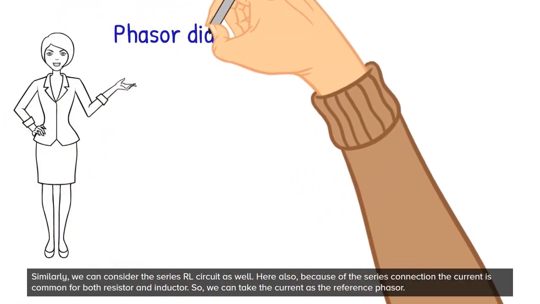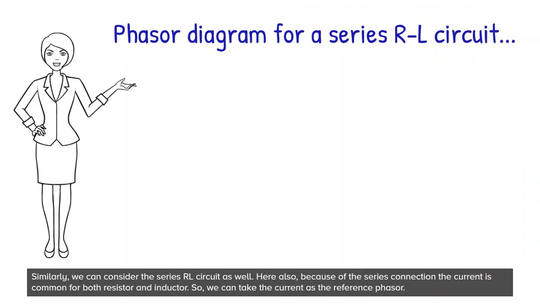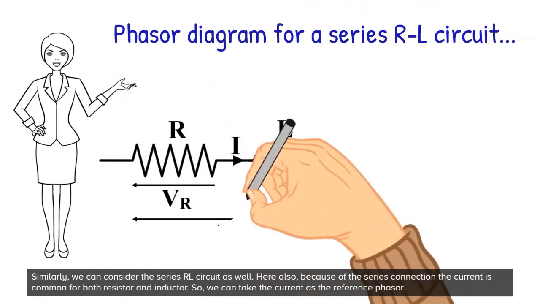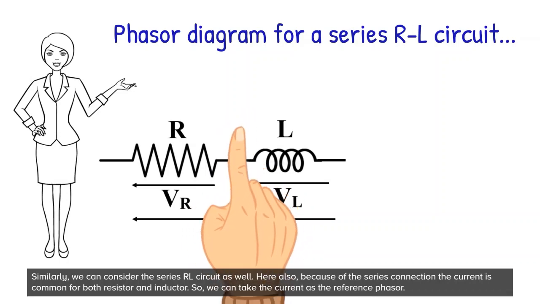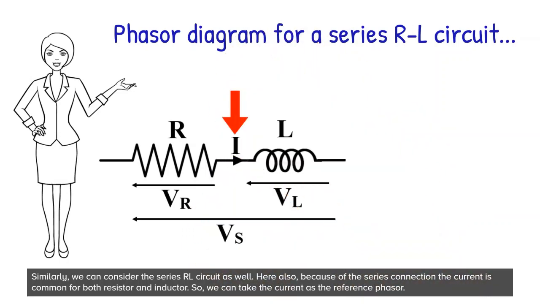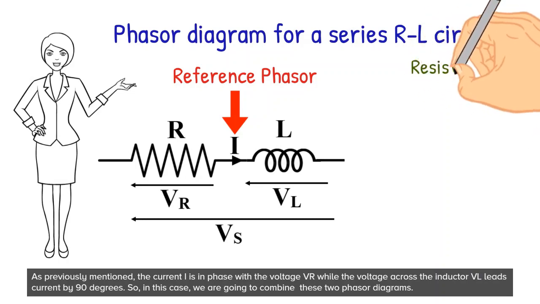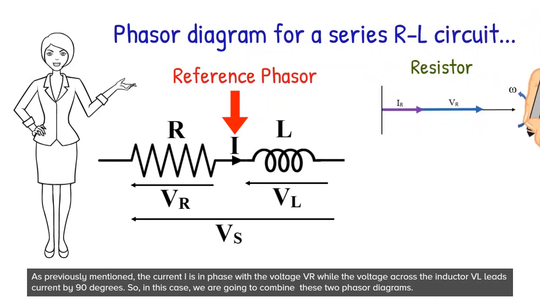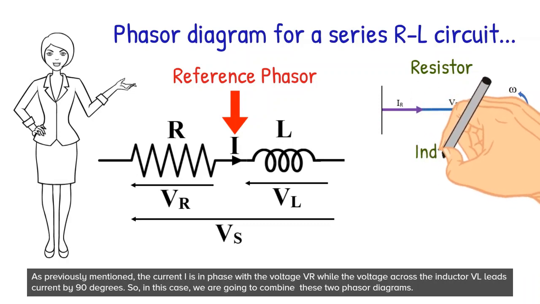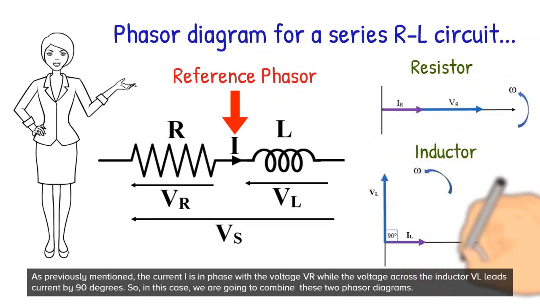Similarly, we can consider the series RL circuit as well. Here also, because of the series connection, the current is common for both resistor and inductor. So, we can take the current as the reference phasor. As previously mentioned, the current I is in phase with the voltage VR, while the voltage across the inductor VL leads current by 90 degrees. So, in this case, we are going to combine these two phasor diagrams.